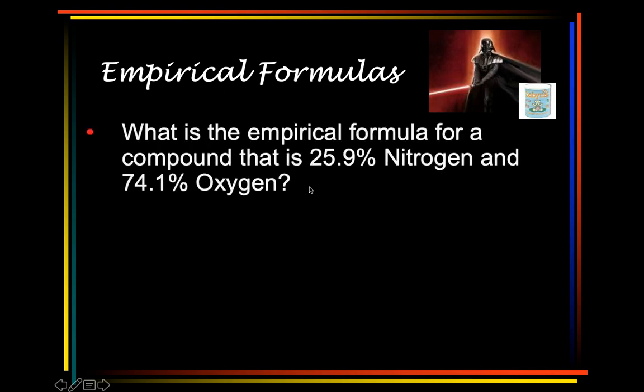This is what a problem would look like. Here's the data we would have. What is the empirical formula? Meaning I want the lowest whole number mole ratios between nitrogen and oxygen. Now, this is going to look fake, but I promise you it's not. This is pre-AP Chem, so I'm going to ask you to trust me.